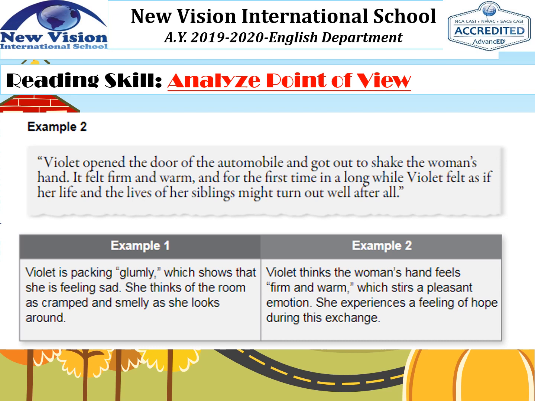Violet thinks the woman's hand feels firm and warm, which stirs a pleasant emotion. She experiences a feeling of hope during this exchange. So we could see the hope that is being felt by Violet as she met the woman. And then her perspective will change again as we go along with the story.